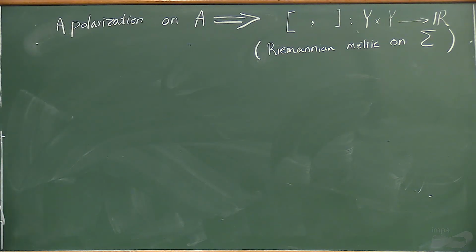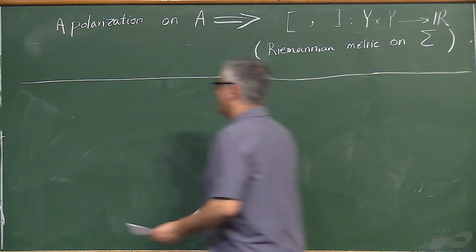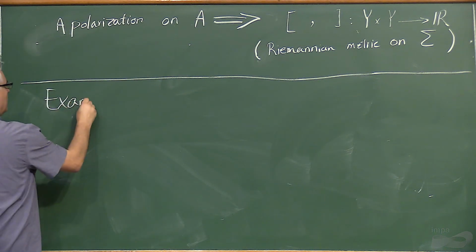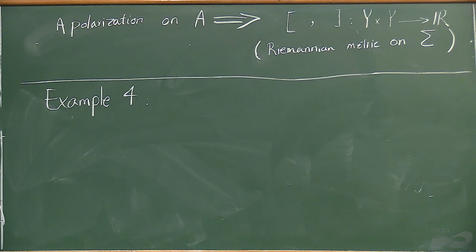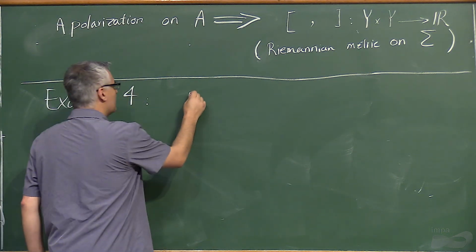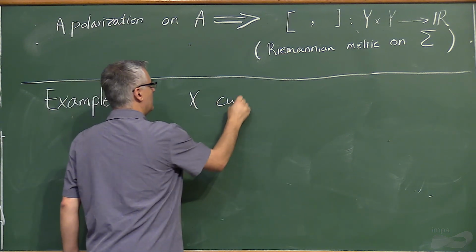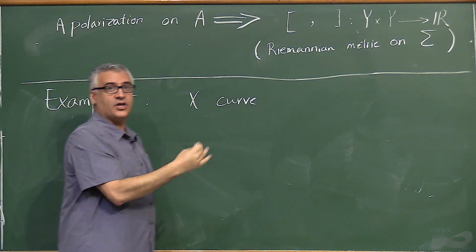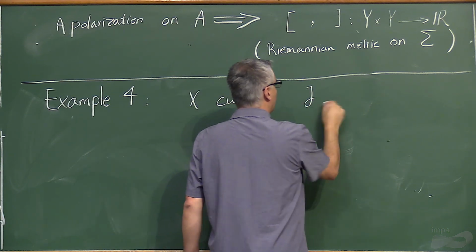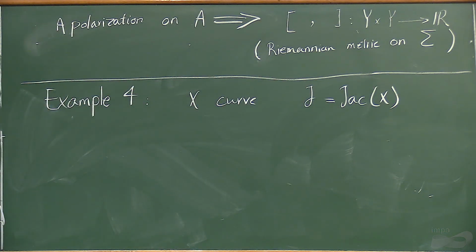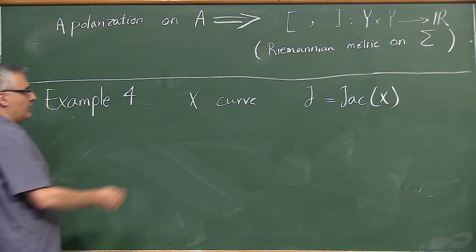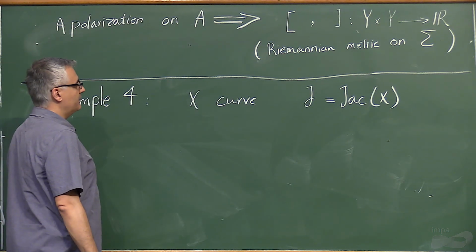OK, I'll be concrete about the case of Jacobians. So in fact, that's what I wanted to do now. Example 4. It's actually relating example 2 and 3 and combinatorics and chip firing. So let's say X is a nice curve. Curves have Jacobians, which are abelian varieties. J is the Jacobian of X. You can think of it as line bundles of first Chern class 0, or divisors of degree 0 modulo equivalence.